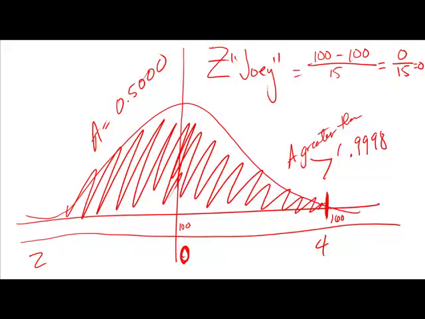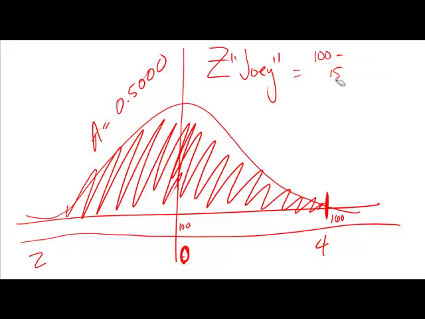Okay. Let's do Jake. Jake takes the SAT test. Jake gets an 80. We know the average is 100. We know that standard deviation is 15. We do the math. Negative 20 divided by 15 equals 1.25. That's negative.